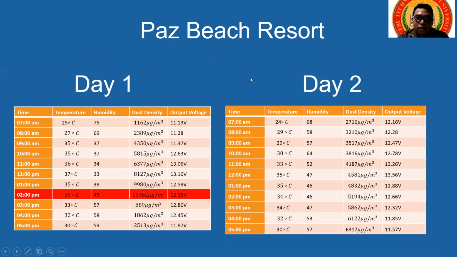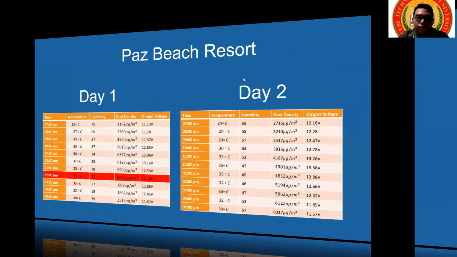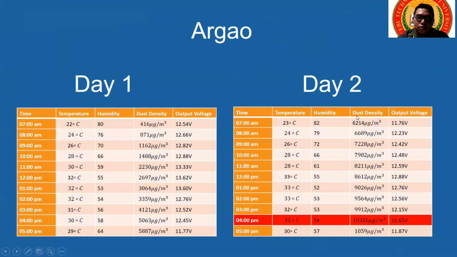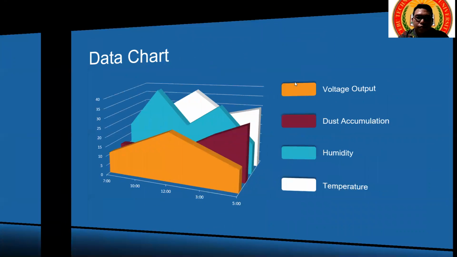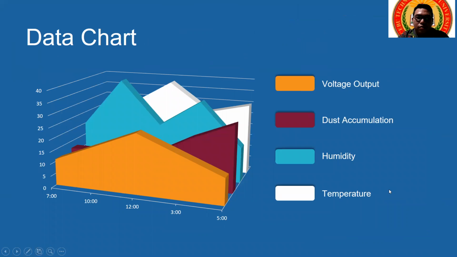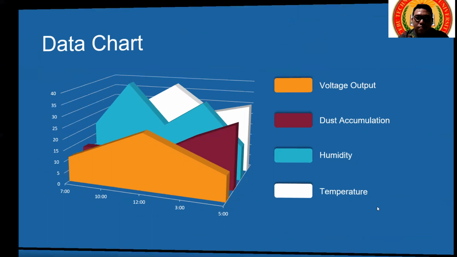And then this is the result of the gathered data in the beach resort in Talisay City. And also in Argao, this is the result of the gathered data. Okay, we have presented here in the data chart the voltage output, dust accumulation, humidity, and temperature.